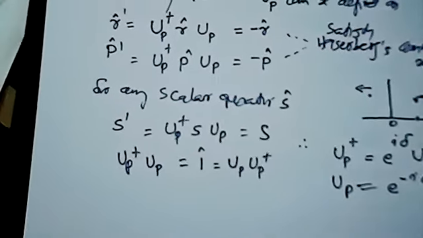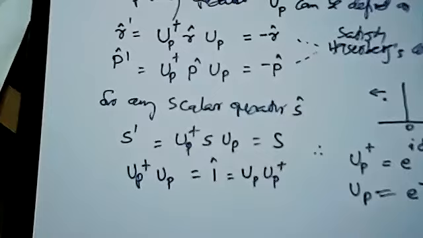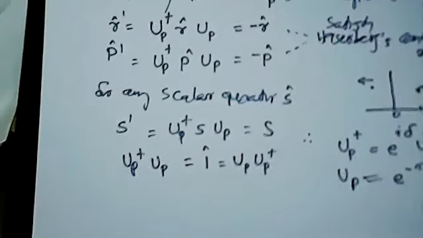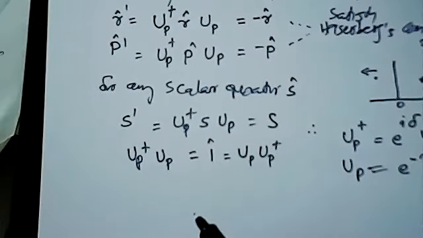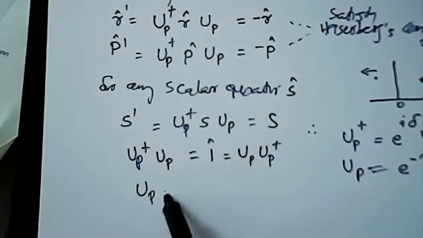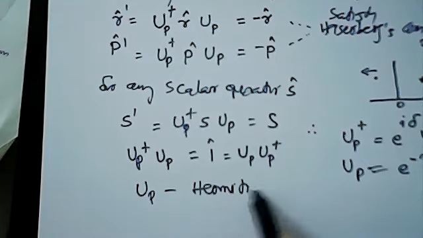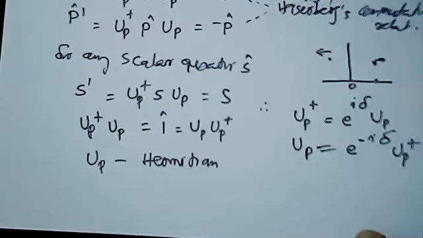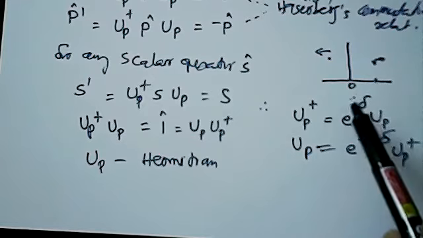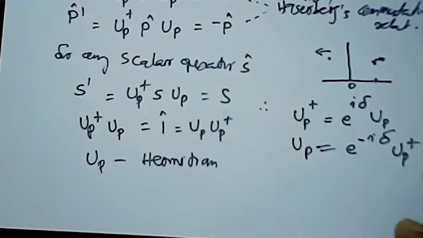Okay, so UP is the operator capable of doing this parity operation. If you choose like this, UP actually becomes Hermitian. You take the dagger of this one, so you get the previous one. Take the dagger of either this, then you get this one, or take the dagger of this one, you get this one. So UP becomes a Hermitian operator.